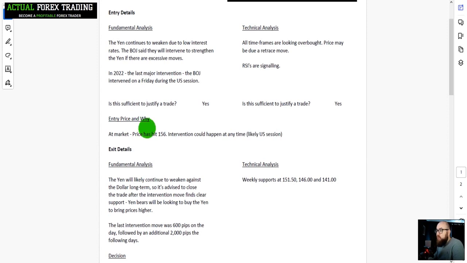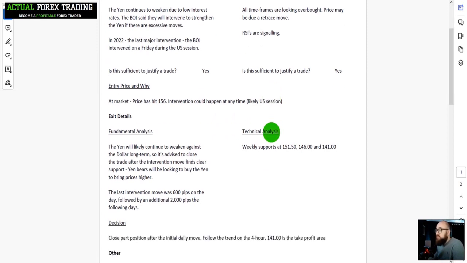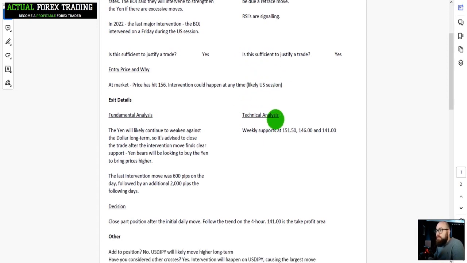Entry price and why. I'm just going to enter at market. I'm not looking for any setups or patterns or anything like that, because once again, this is quite a unique trading opportunity, and it's all based on potential intervention, which could happen at any time, but likely the US session, just because they have the liquidity, the volume is there to get into some big, large yen positions.